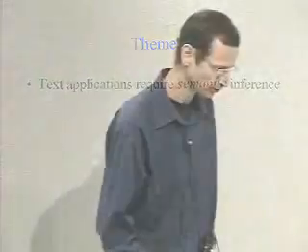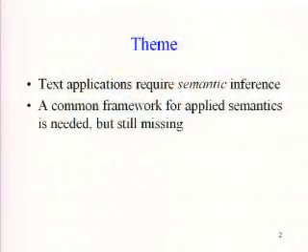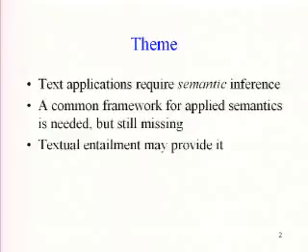So the theme I try to put around the talk is to take textual entailment and see what might be the next step with this paradigm, by trying to view it from the perspective of a potential framework for applied semantics. The basic theme is that we need semantic inference, so there should be some framework for doing it, but largely it's still missing. So maybe textual entailment can be a good candidate. That's the theme I try to walk through.